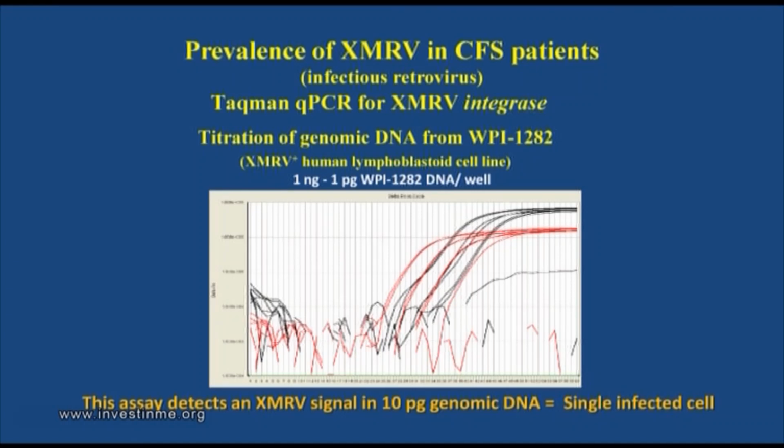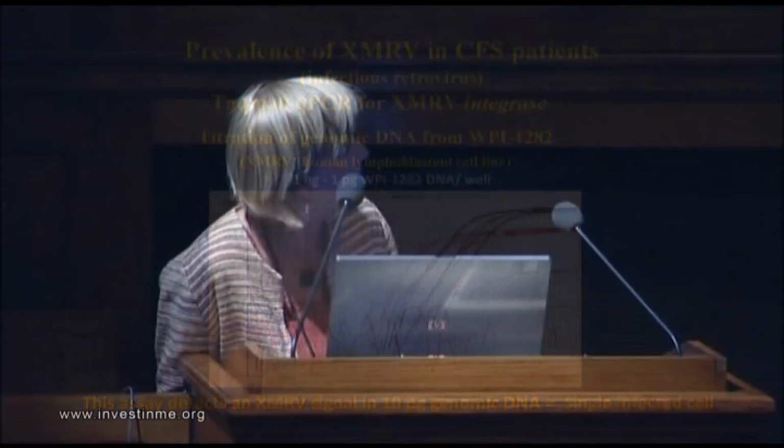What I'm going to show you is that we have actually from WPI a cell line which expresses XMRV. We use that for our titration of genomic DNA. And this is our qPCR. In red, you see the 18S RNA. In black, you see the titration of DNA, starting at 1 nanogram down to 1 picogram. And basically what I'm showing you here is that we are able to see 10 nanogram DNA from this cell line, which is the equivalent of a single cell. So the assay is very sensitive.